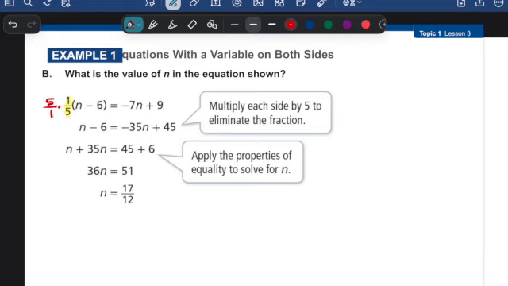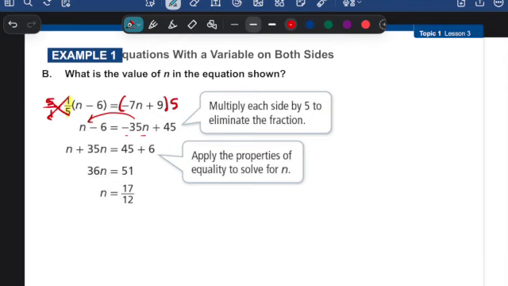factor outside the parentheses. And since I multiplied by 5 on one side, I have to multiply by 5 on the other side. So we multiply the whole right side of the equation by 5. And then if we simplify, the 1/5 will cancel out, and 5 times negative 7n is negative 35n. 9 times 5 is 45. That's how we got there. We multiplied both sides by the reciprocal of 1/5.